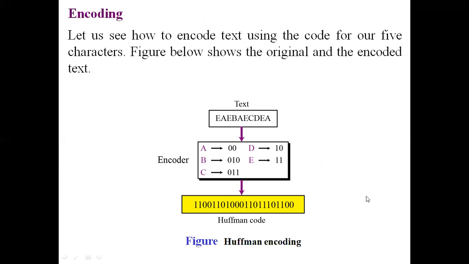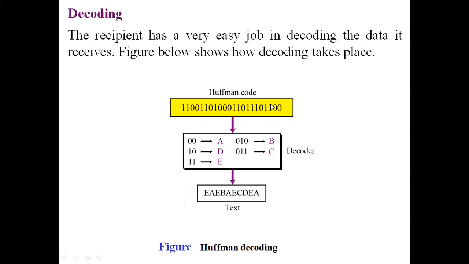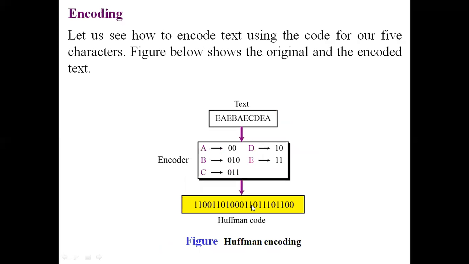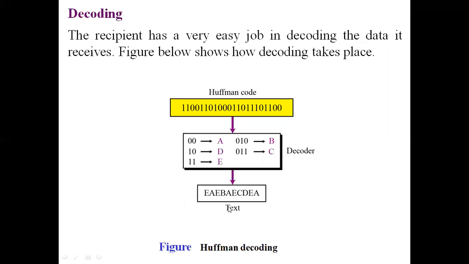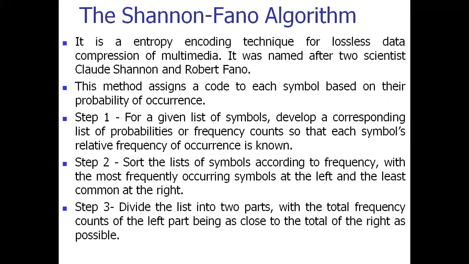When we decode, this is the Huffman code. We will take the values from the decoder and assign the text value. As we can see, the original text and the output text are the same, so there is no loss of data. That is why it is known as a lossless technique.